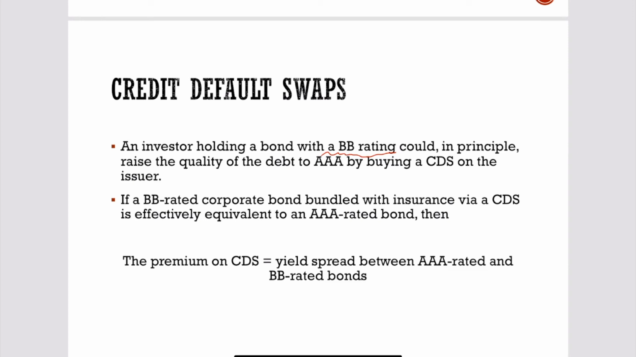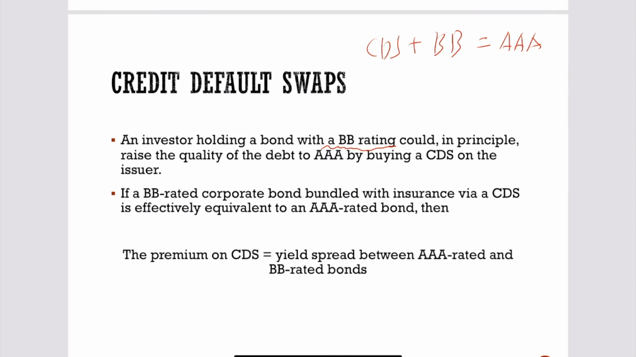So you can say that CDS plus BB rated bond is equivalent to a AAA rated bond, right? Because a AAA rated bond is almost default free, and CDS plus BB rated bond is also almost default free. So you could say that these two things are the same. That is, the left hand side equals the right hand side.